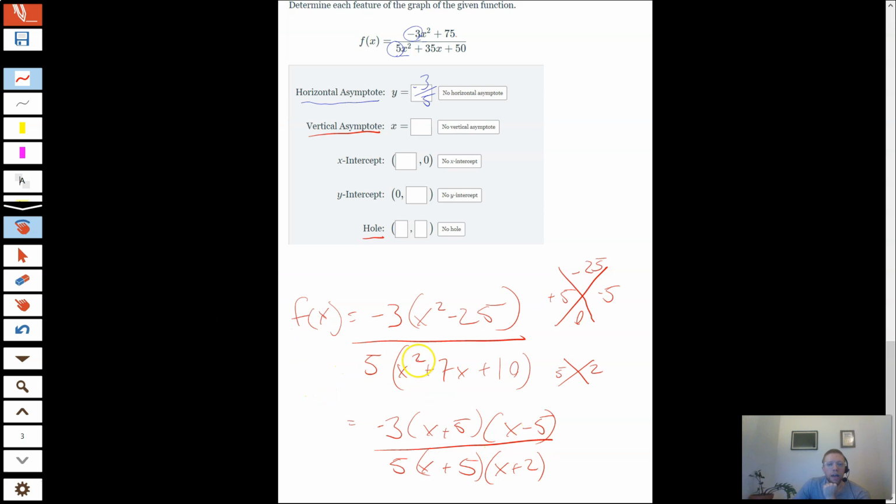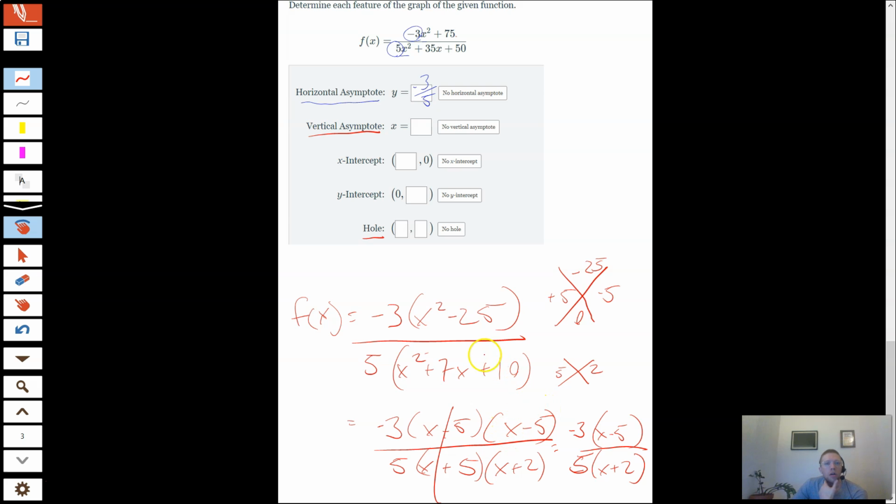And then the crucial thing here is we have a set of factors that cancels out. So top and bottom, x plus 5 over itself is a fancy 1. So we can rewrite this whole thing as just -3 times x minus 5 on top, and 5 times x plus 2 on the bottom. So this is a rewritten form of f, still f of x, just simplified.